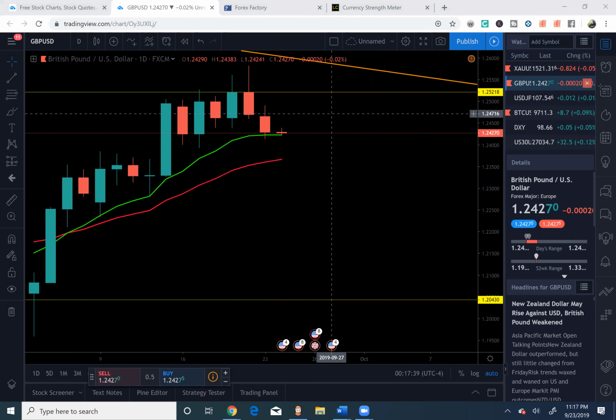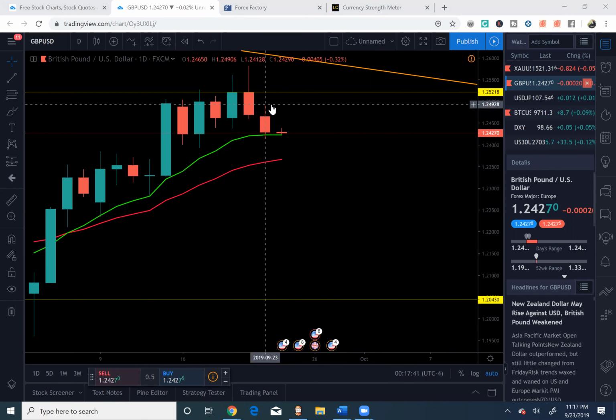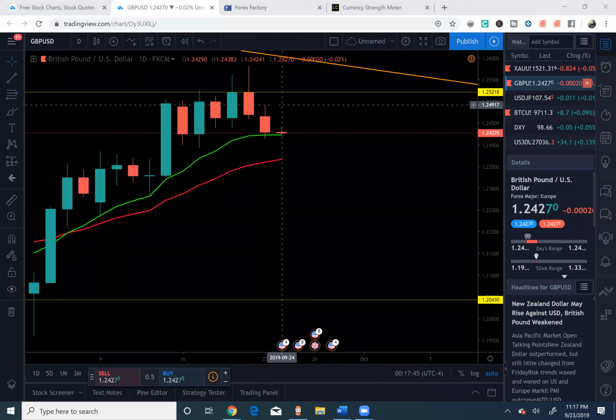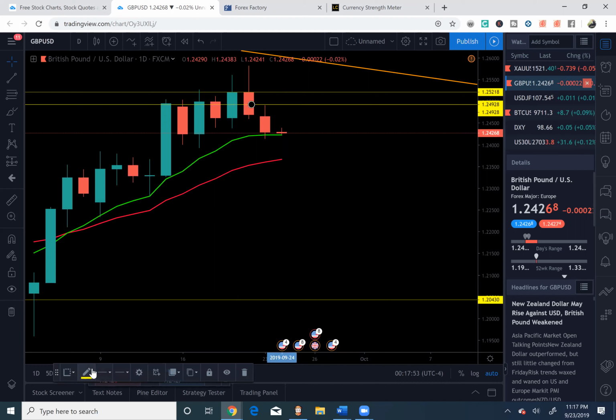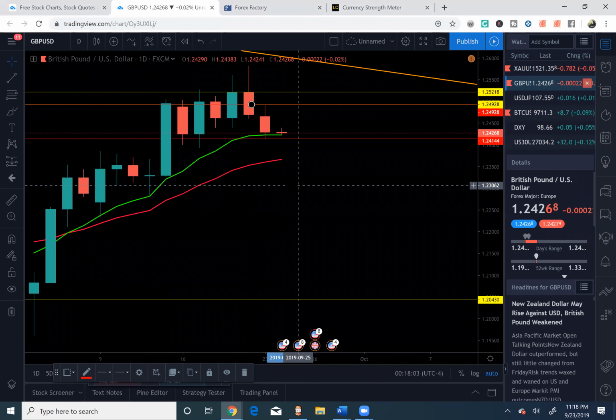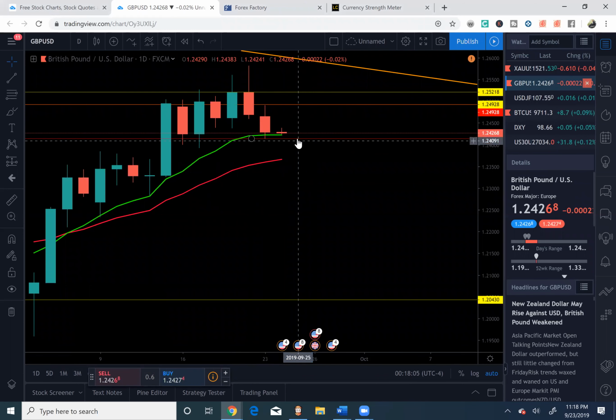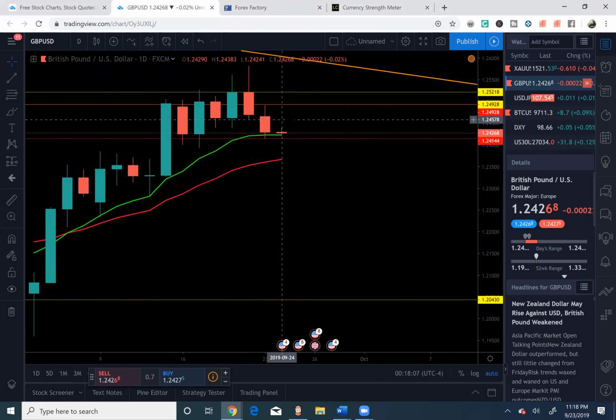So we're gonna mark out the high, and we're gonna make this red, just a different color, so we know that this is Monday's high and low. All right, so you want to take Monday's high and low. This is the low, and basically you want to treat it as support and resistance as well for this week specifically.